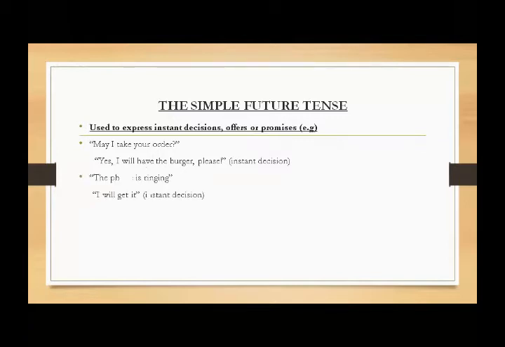Now the second example is, "The phone is ringing." "I will get it." This is also an instant decision. Quickly he or she decided to take the phone. So this is an instant decision: "I will get it."